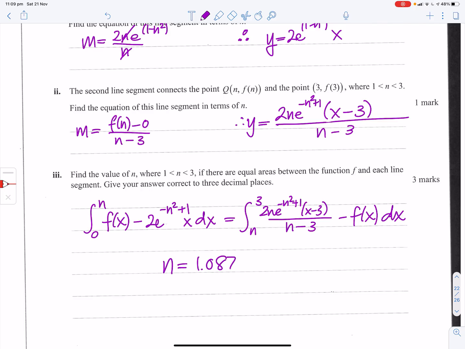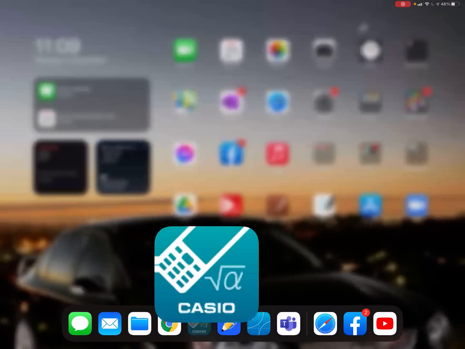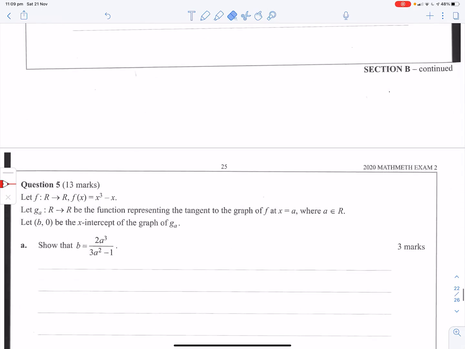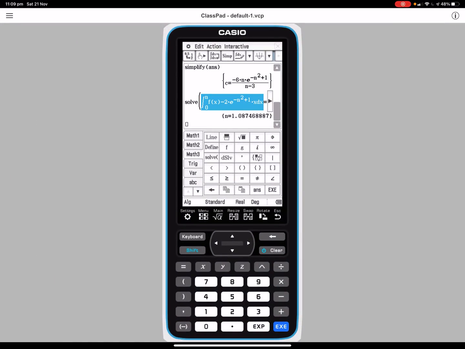Now what that would mean, was it 1.087? Yep. What that would mean is if I found this area and substituted in n, found this area and substituted in n, they should be the same. Should I do it? Okay, grab this. Say given n is equal to this. Put it as a decimal, 0.89999.